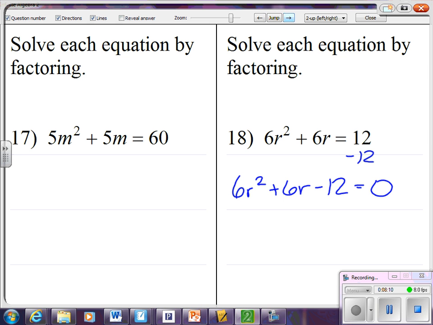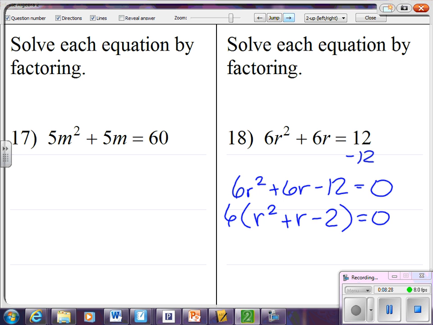What goes into 6, 6, and 12? I'm waiting for you to tell me. 6, thanks. All right, I was like, surely he's going to answer me, and then you weren't. All right, so r squared plus r minus 2 equals 0.